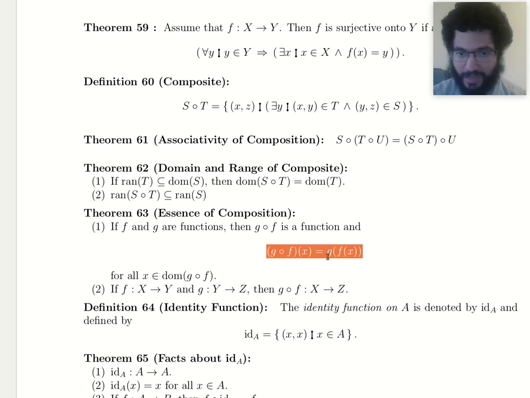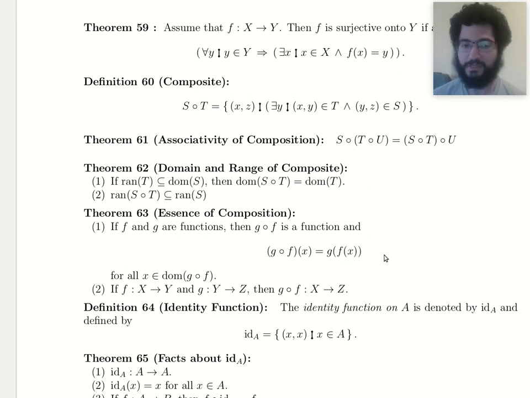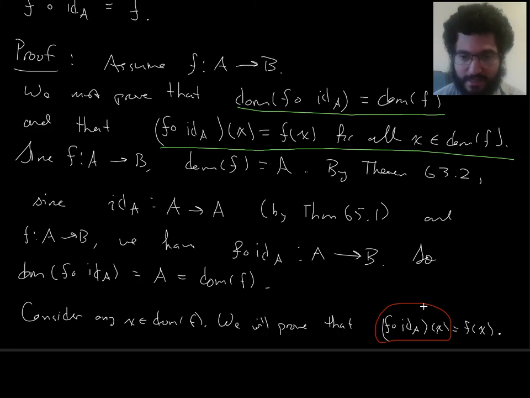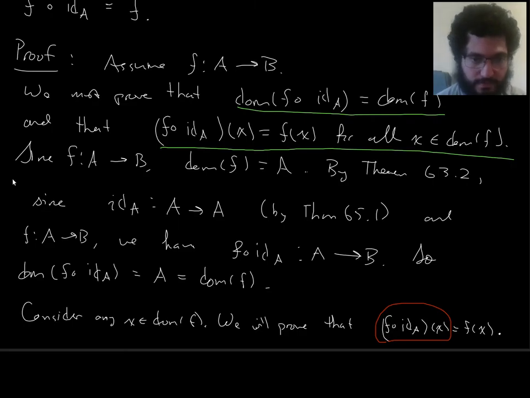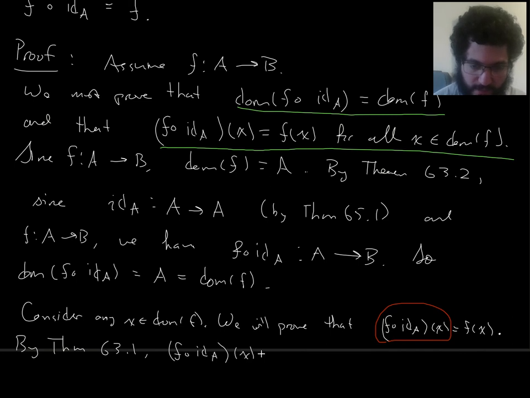So here's a way to talk about evaluating a composite somewhere. The work is already done of using the definition of composition. So by Theorem 63.1, a composite evaluated somewhere is this iterated evaluation, one evaluation and the next. So by Theorem 63.1, this is f of id A of x.